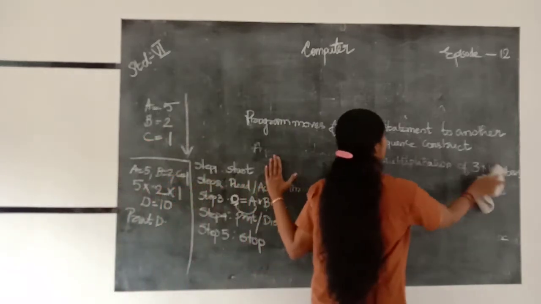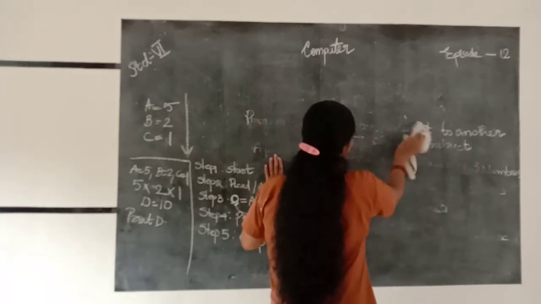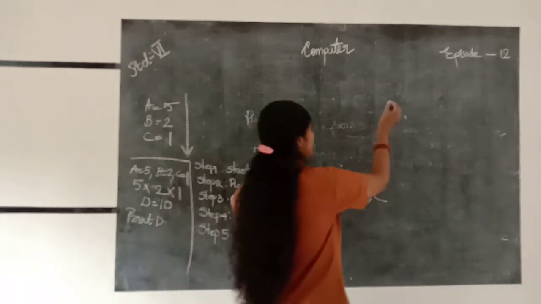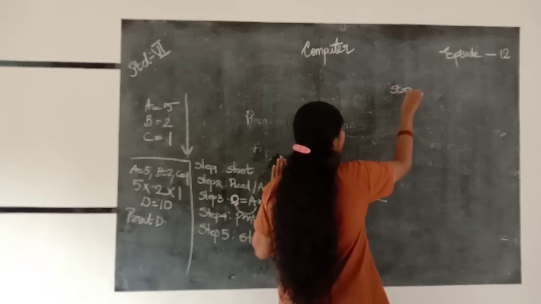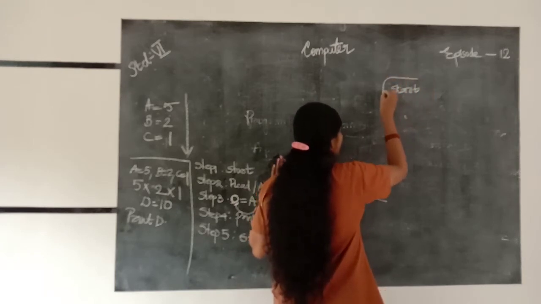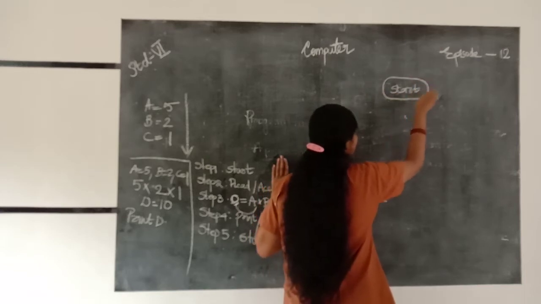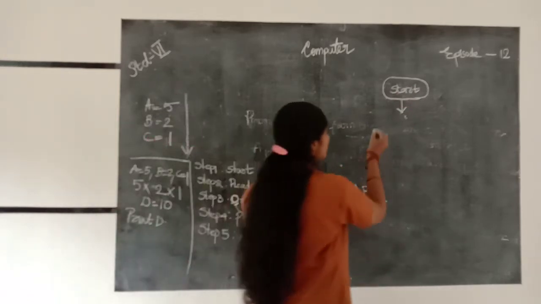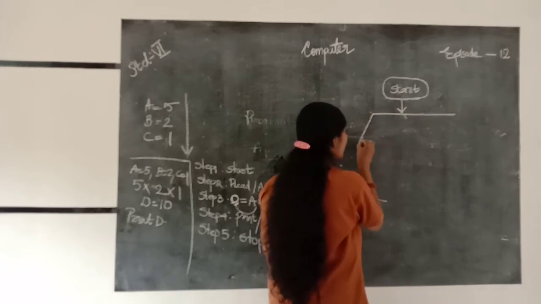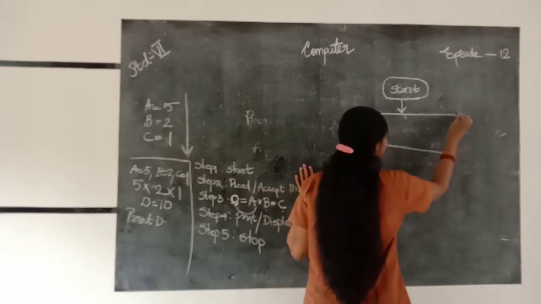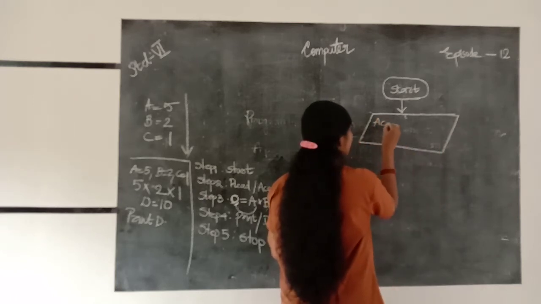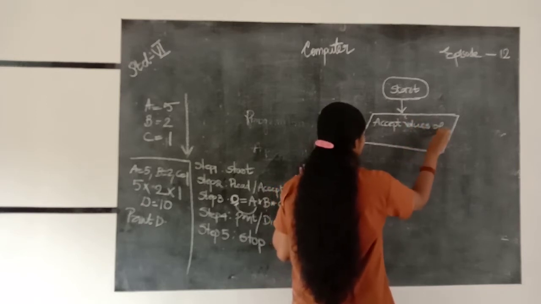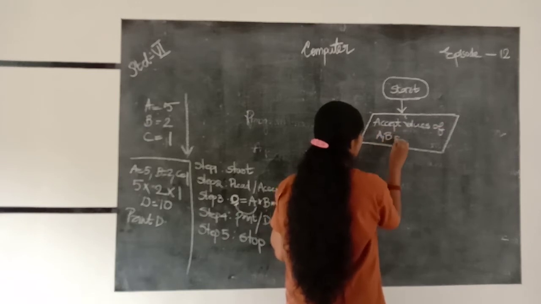Let's draw the flowchart. So first step, start, which is written in which box? Terminal box. So start. Then second step, read or accept the values. So the second one is which box? Input or output box. Accept values of A, B, and C.